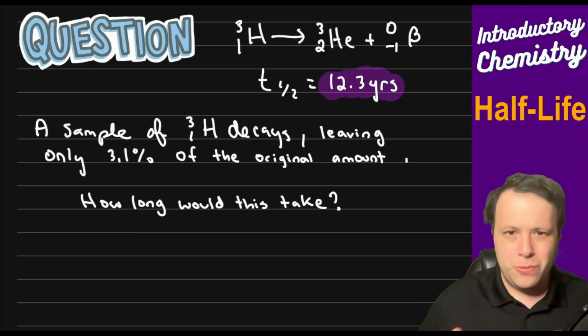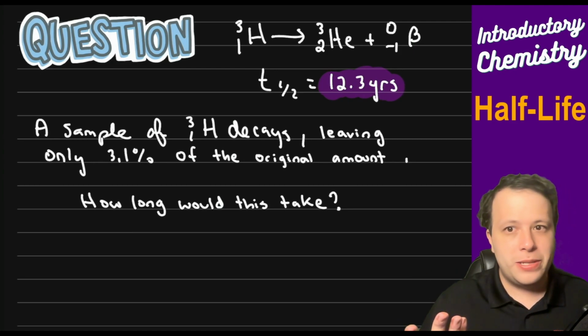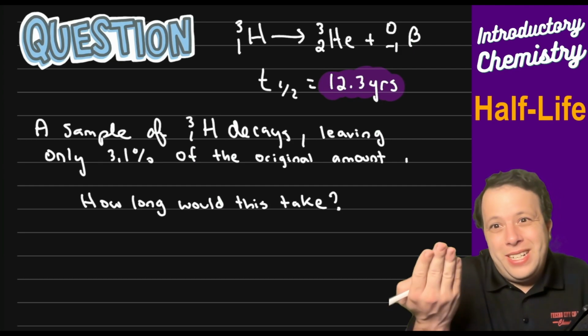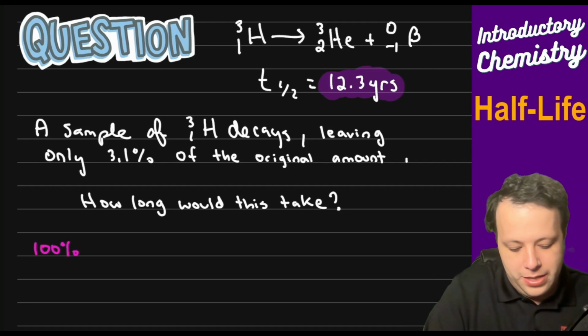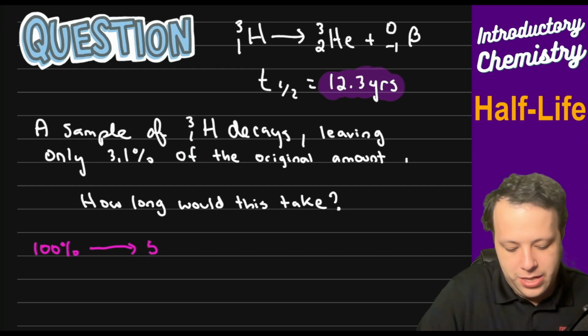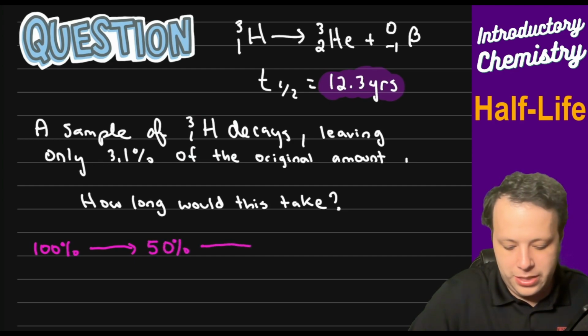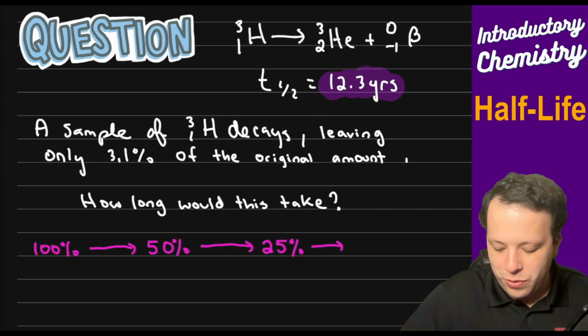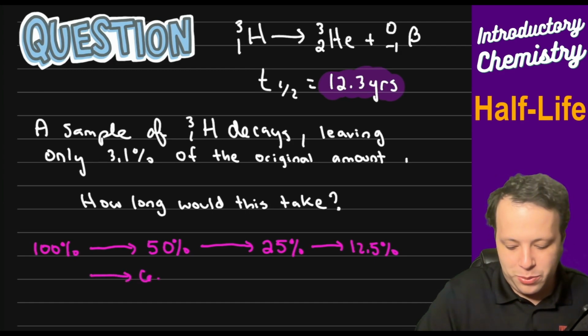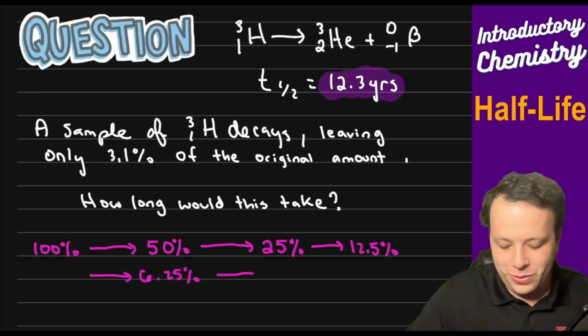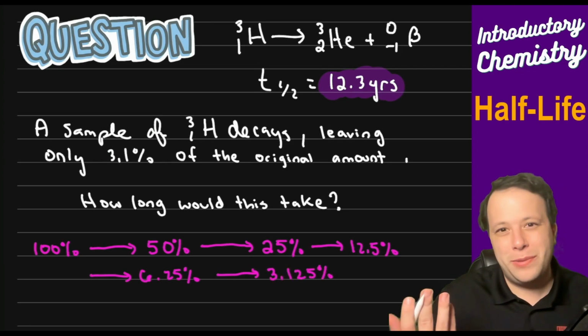With this one, we didn't get a starting amount, but we were given a percent. If we know that every half-life decays by half, why don't we just map out the percents, just like we did in the very beginning of this video? So if we have 100%, it would decay down to 50%, then 25%, then 12.5%, then further down to 6.25%, which would then go down to 3.125%, which is approximately where we want to go.